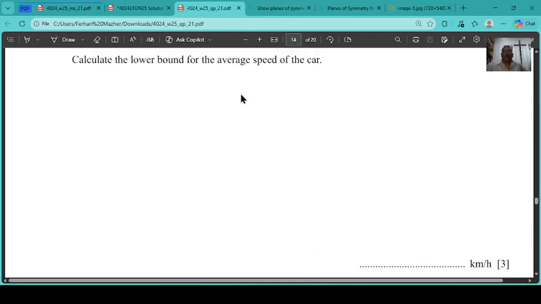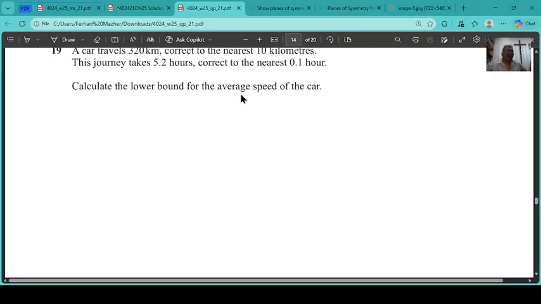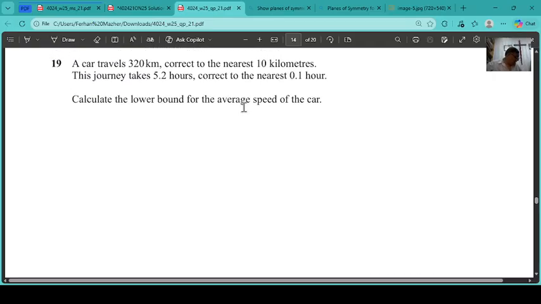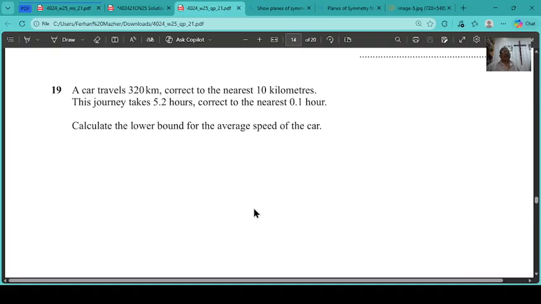The next question coming up on your screen is question number 19, and this is a 3 marks question. It says a car travels 320 kilometers, correct to the nearest 10 kilometers. This journey takes 5.2 hours, correct to the nearest 0.1 hour. Calculate the lower bound for the average speed of the car.